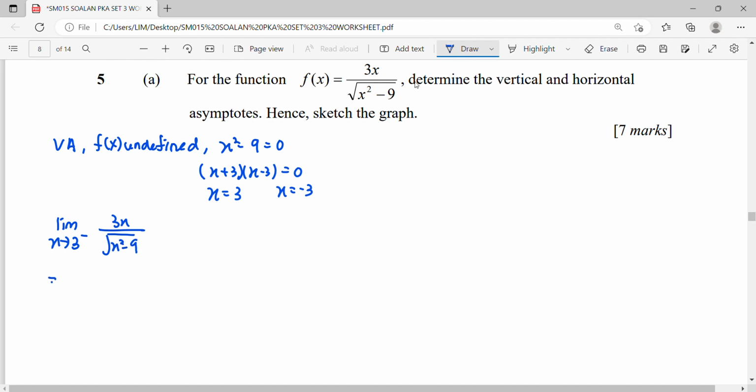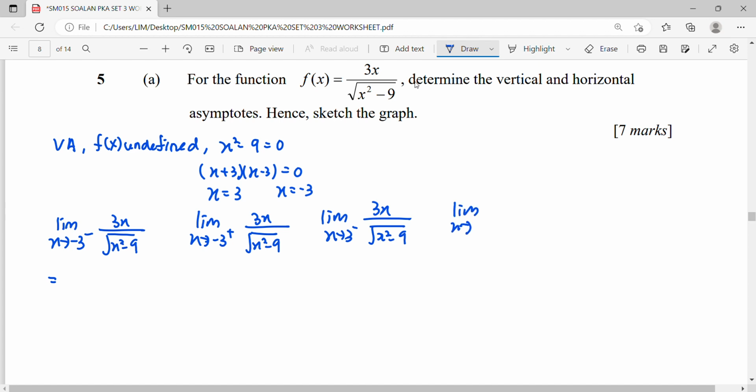So what's the answer? Then we approach it from the right hand side. I do negative 3 first, and I do it in order: negative 3 from the left hand side, negative 3 from the right hand side, and then 3 from the left hand side, and 3 from the right hand side.